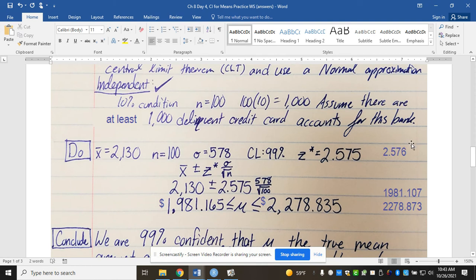Why would someone choose 2.576 as their Z? That's what it is on the blue sheet at the bottom, where it says 99%. For infinity above that, it's 2.576. Is either one of these wrong? No, I'm just showing you what you would have gotten for each one.